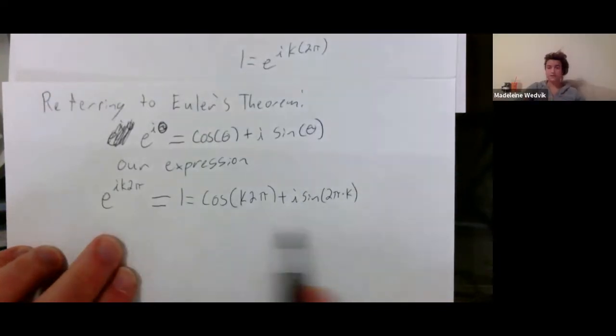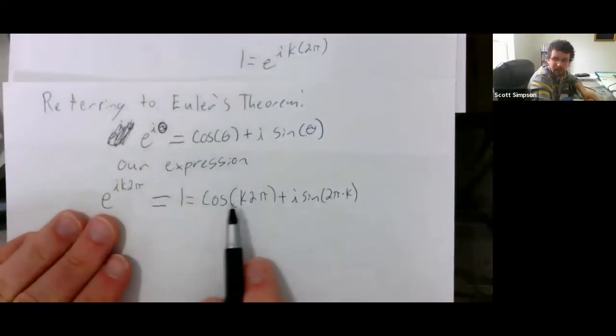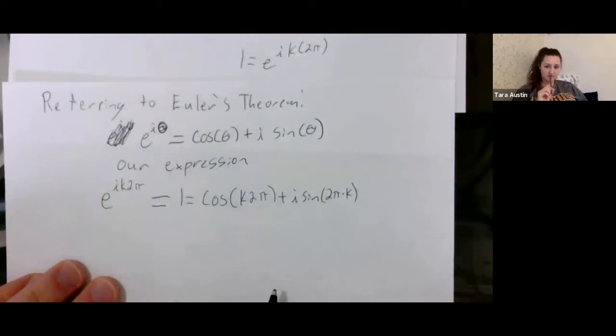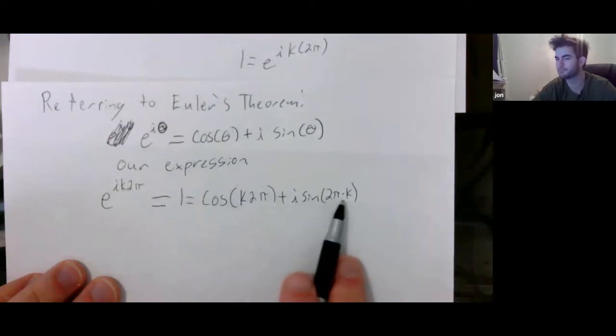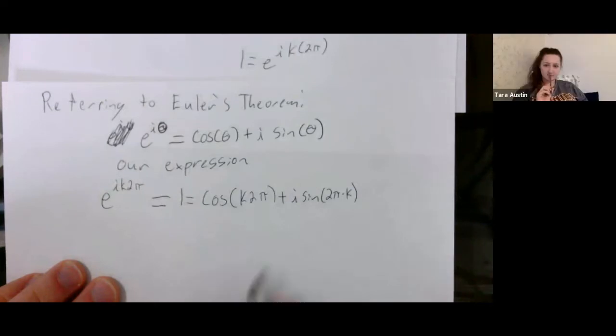So looking at this, can we get rid of any of these terms? One of them's 0, I think. Yep, one of them will be a 0. Which one's going to be a 0? The sine term. We want this sine term to be a 0. Why do we want this one to be 0? The i. Yeah, because of the i.